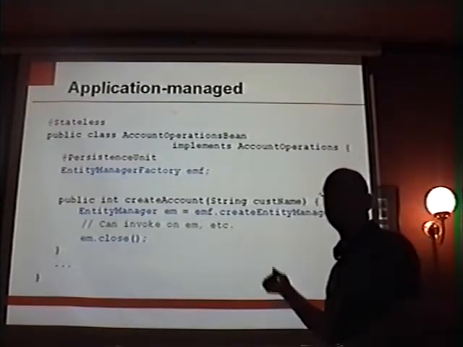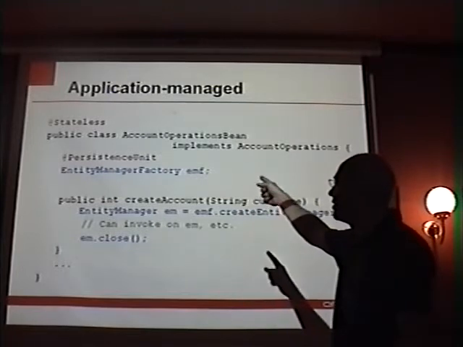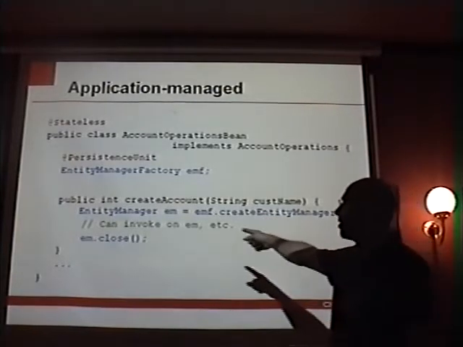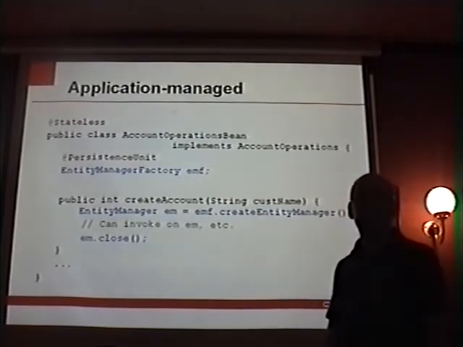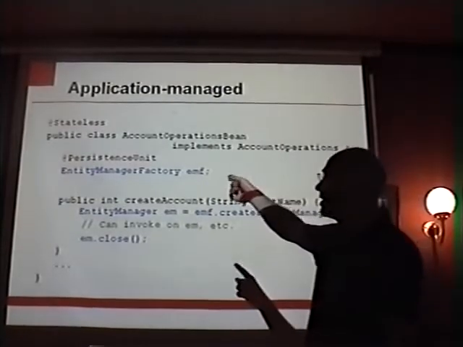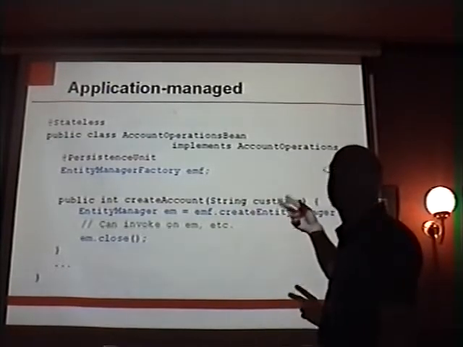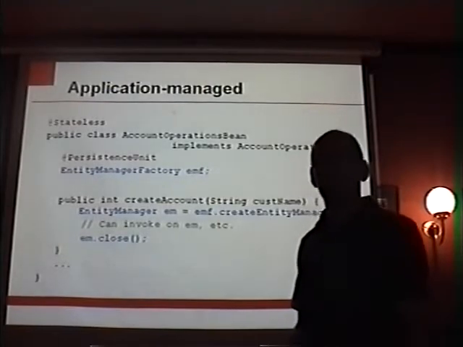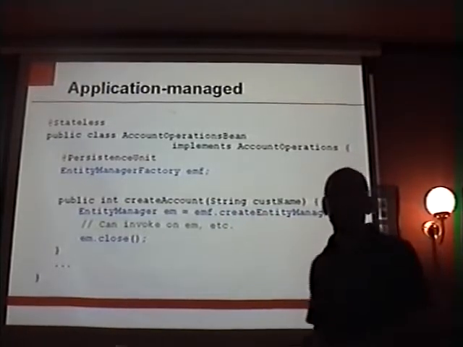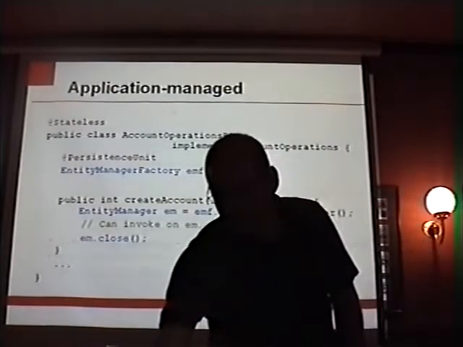In the application managed case, I'd actually have to inject a factory here. So this is an entity manager factory, and in create account, I have to say the factory create entity manager. Then I can invoke on it, and then I would have to close it, because I'm managing the entity manager explicitly. So I can still do some injecting here by injecting the factory, because I'm in a container, but the application is doing its own management of the entity manager. We call it application managed entity manager. It turns out if we have a factory, however we got this factory, we can create an entity manager. So if we're in a Java SE environment and we found a way to get a factory, we can do the same thing. And we'll see how to do that later.